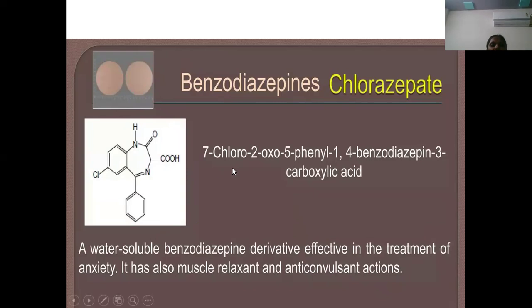So what is the IUPAC name for this? 7-chloro-2-oxo-5-phenyl-1,4-benzodiazepine-3-carboxylic acid. That is the IUPAC name for clorazepate. It is a water soluble benzodiazepine derivative effective in the treatment of anxiety. It also has muscle relaxant and anticonvulsant actions.